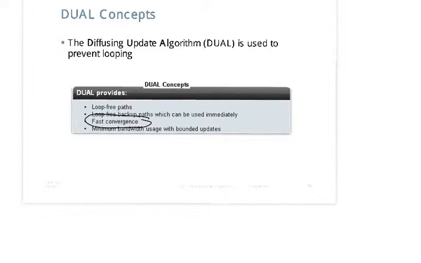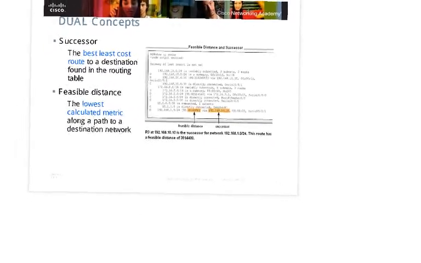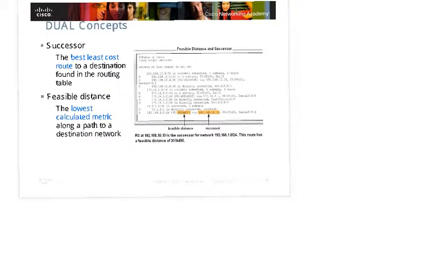Okay? So based on that, the DUAL mechanism achieves fast convergence, and it also uses the minimum bandwidth with the bounded update. So it leverages the bounded update mechanism from EIGRP so that when a network change happens, there will be a minimum exchange of messages in order to revert to the convergence state. So the DUAL mechanism defines very important terminology. Okay, so we need to understand these definitions clearly.